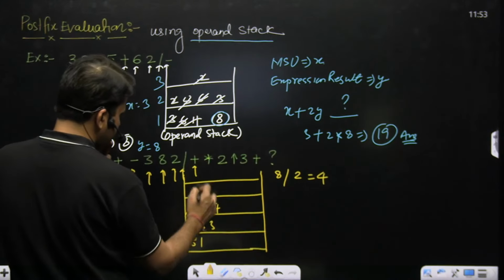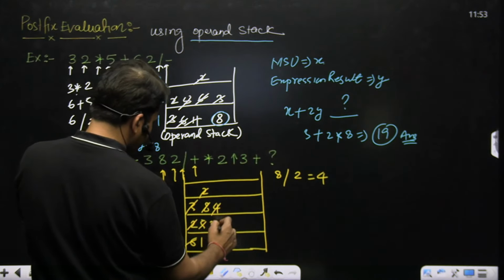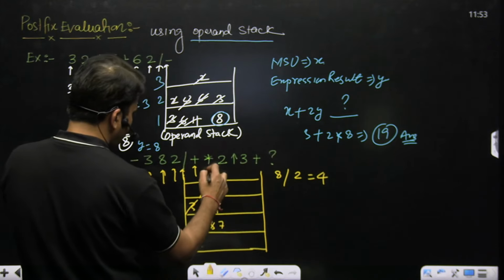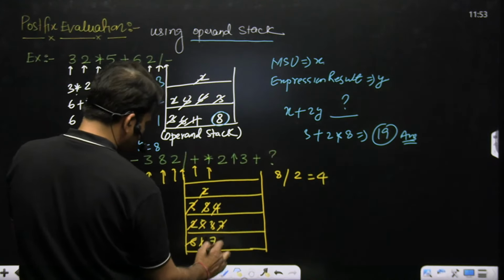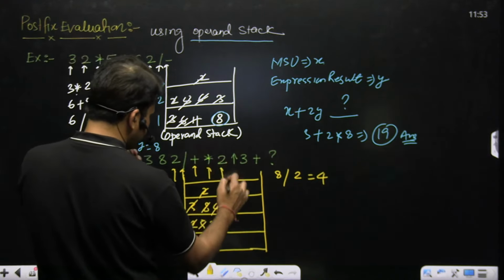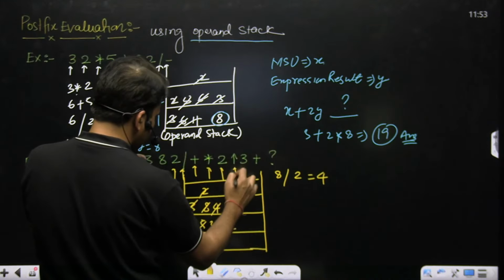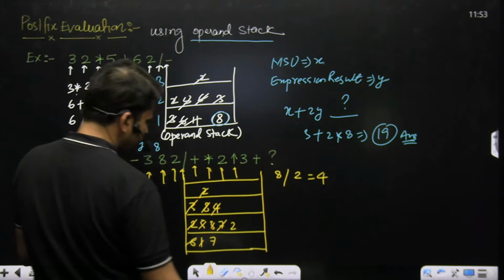After this, sir, plus: pop 2 symbols from the stack and calculate this one, sir, 7. After this, star: pop 2 symbols from the stack, 1 into 7 is 7. Sir, after this, 2 is an operand. Now, sir, this power operator. Sir, what is the meaning of this power operator?